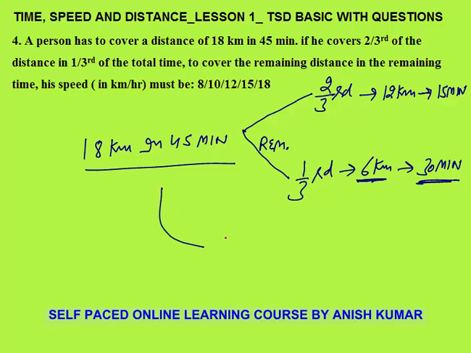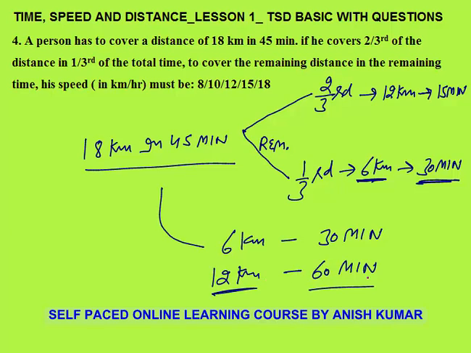The person will cover 6 km in 30 minutes. For 60 minutes, double the time, he will cover 12 km by common sense. In 30 minutes he is covering 6 km, another 30 minutes, another 6, so in 60 minutes the total distance traveled by him would be 12 km. 60 minutes is 1 hour.